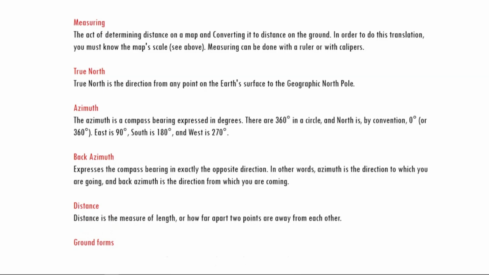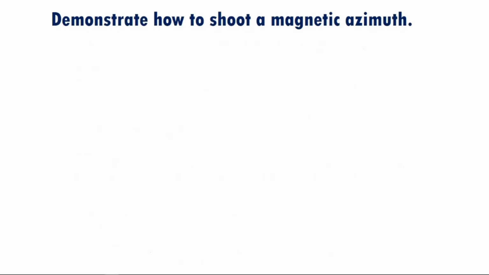Okay, now let's look at distance. Distance is the measure of length. It's as simple as that. From point A to point B is a distance. So the length or the distance from point A to point B is what we are talking about here. Ground forms the surface of the earth, the outer crust of the globe, or some indefinite portion of it. So when you walk along the beach, you are walking along the ground form.